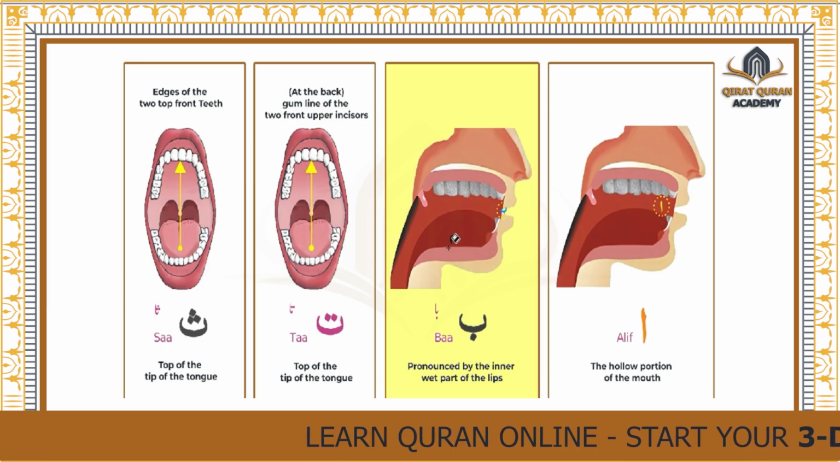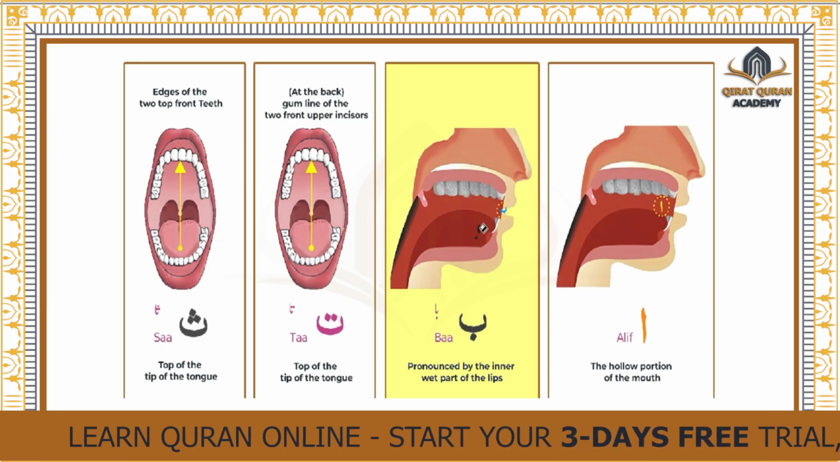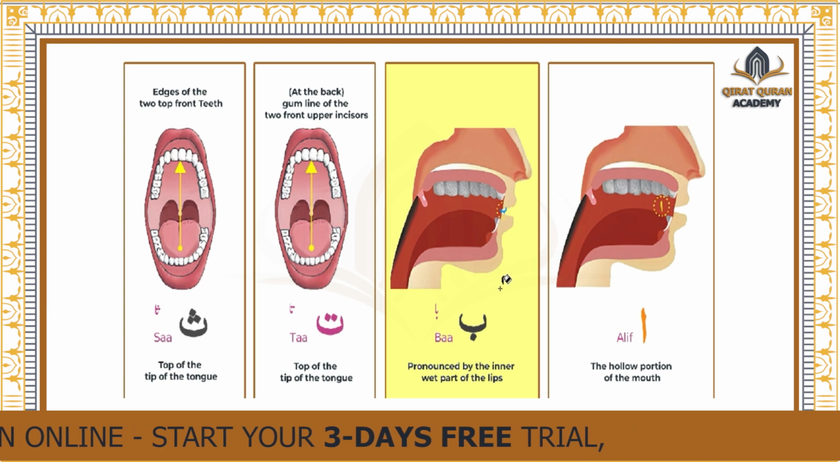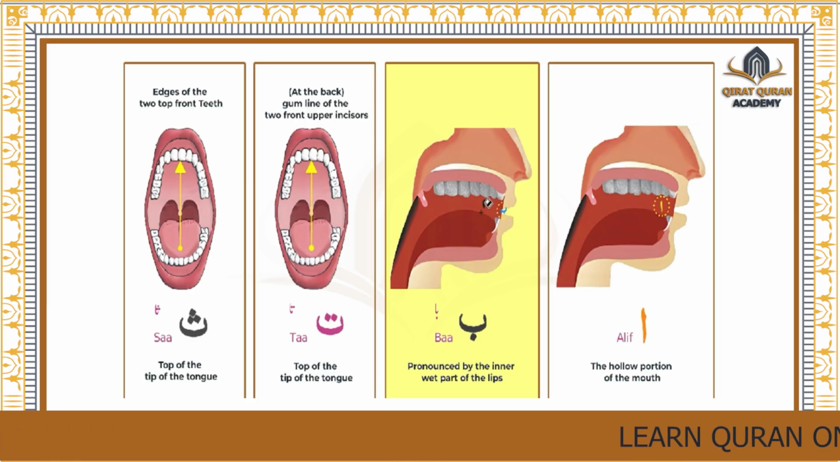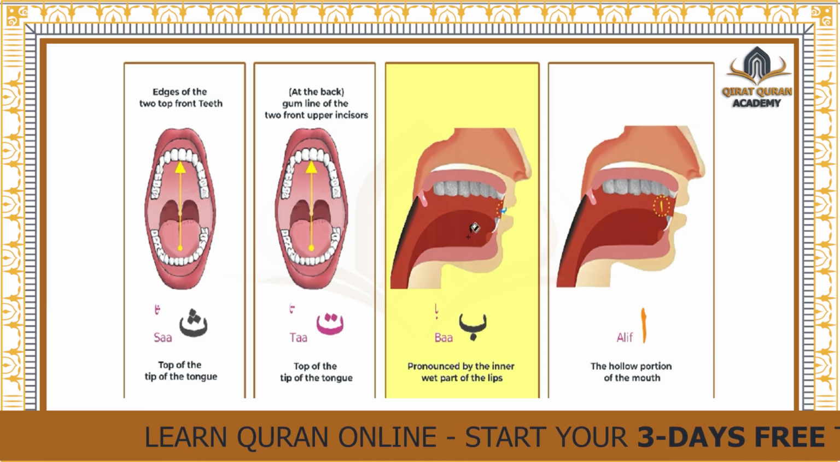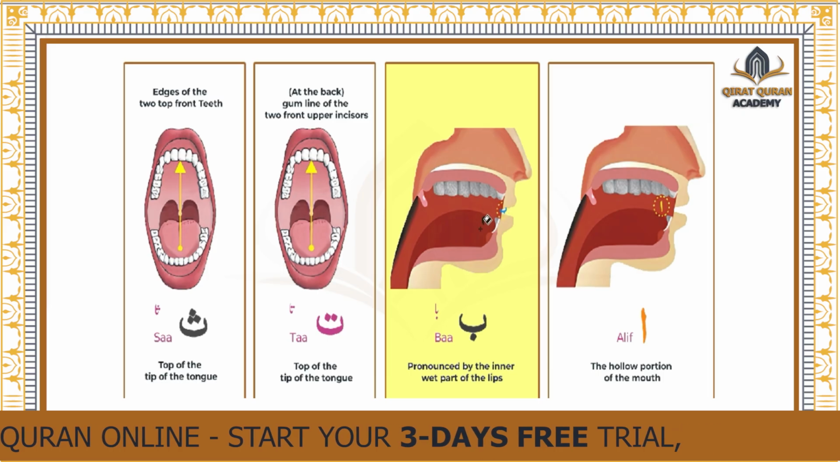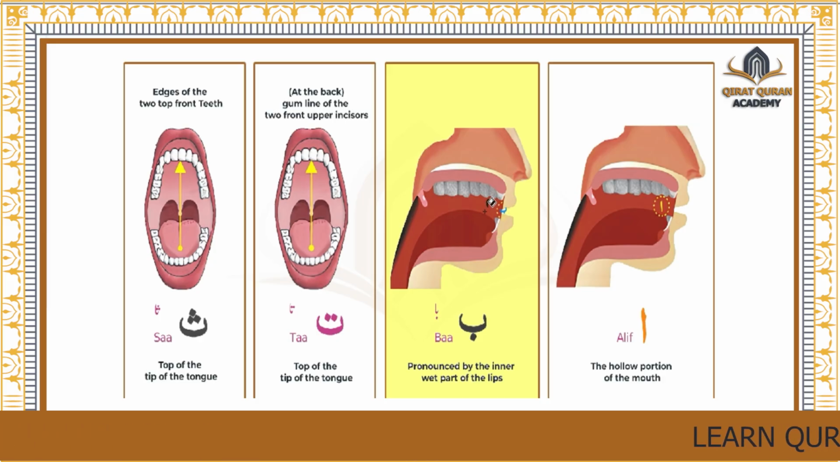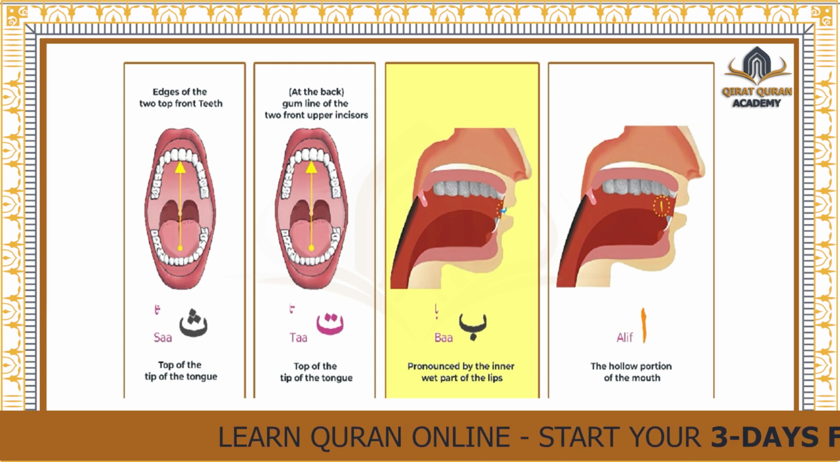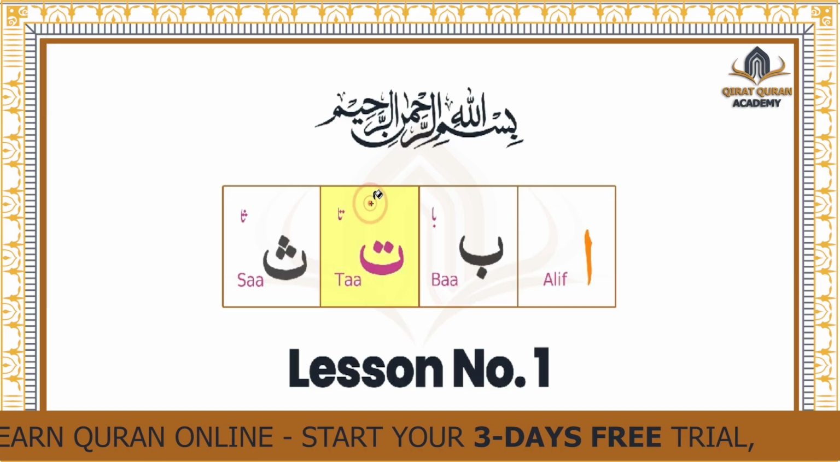So can you see? This is the inner view of mouth. And when we pronounce Ba, we touch the inner parts of both of lips. Okay? When we pronounce Ba, we touch the inner parts of both of lips like Ba. So this is the origin of Ba. Okay. Now we move to next letter, that is Ta.